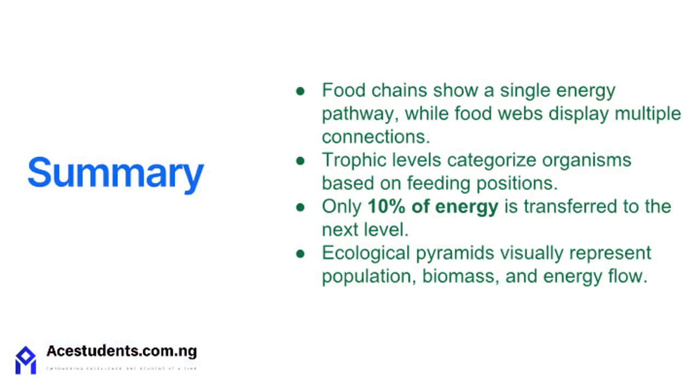In summary, food chains provide a simple view of energy transfer, while food webs offer a more detailed representation. Trophic levels organize organisms by feeding roles, and energy transfer is inefficient. Ecological pyramids help visualize these concepts.